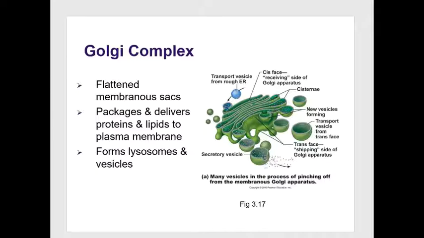The Golgi complex, or the Golgi apparatus, it's the same thing, we just like to call it different names to be fun. It is the shipping and packaging part of the cell. It is what's going to package and deliver these proteins and lipids to the plasma membrane in order to excrete them into the extracellular matrix. So it's going to form lysosomes and vesicles, which are little carrying balls of plasma membrane that are going to float around and go through exocytosis in order to release their contents into the environment.